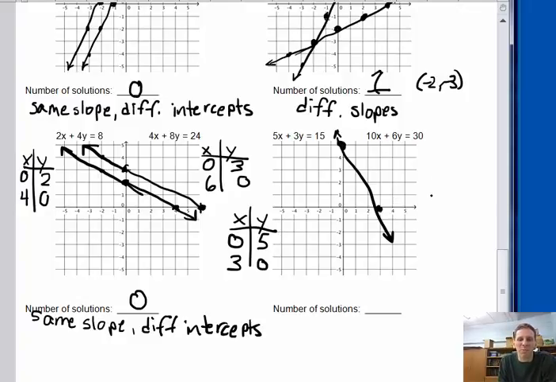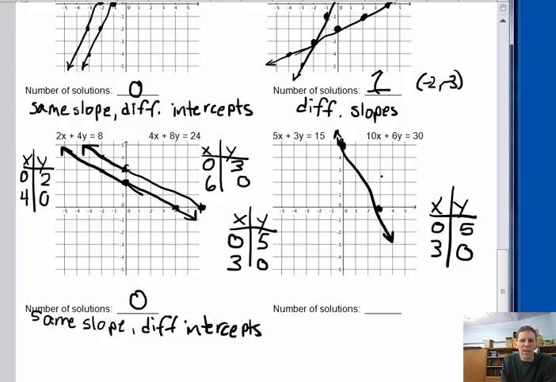For 10x plus 6y equals 30, again, I'm going to make my little xy chart because it's in standard form. Plug in 0 for x, I get 6y equals 30. 30 divided by 6 is 5. And if I plug in 0 for y, this goes away. I have 10x equals 30. 30 divided by 10 is 3. When I plot these points, it happens to be the same points I had last time.